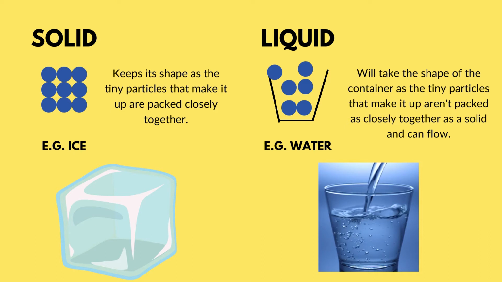A solid is one of the three main states of matter, along with liquid and gas. Matter is anything that takes up space and has weight. Something that is solid will keep its shape as the tiny particles that make it up are packed closely together, like ice. Something that is a liquid will take the shape of the container as the tiny particles that make it up aren't packed as closely together and can flow and move. So something like this is like water.